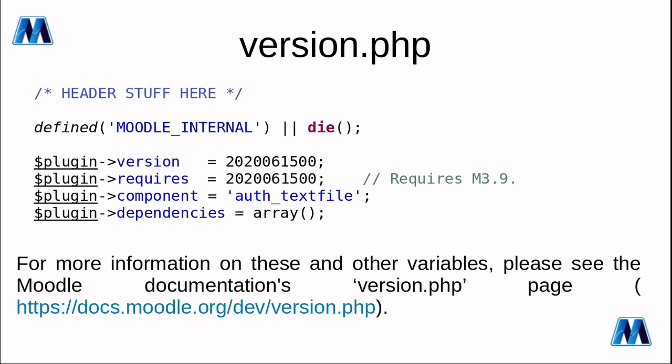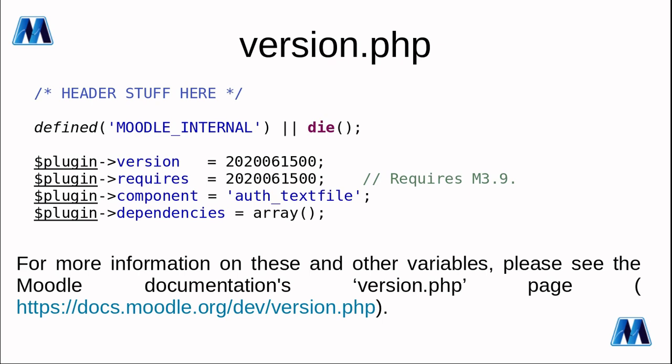You look at that defined('MOODLE_INTERNAL') or die statement at the top. It's recommended that any file that is not loaded by the browser, can't be called by the browser, should have that at the top after the header stuff. That's simply to ensure that nobody can call the file directly from the browser.